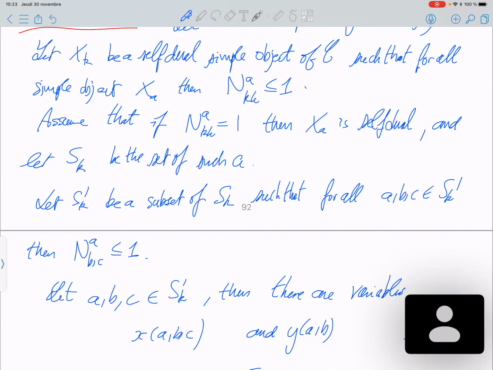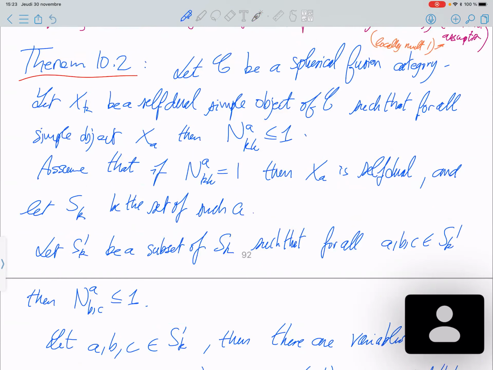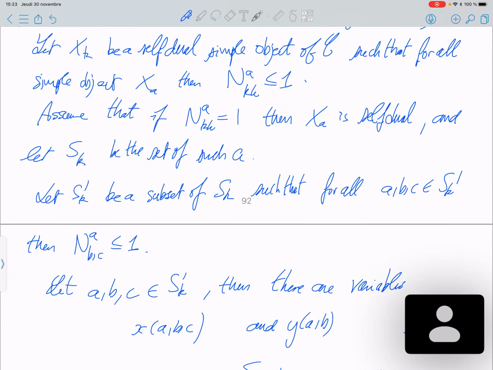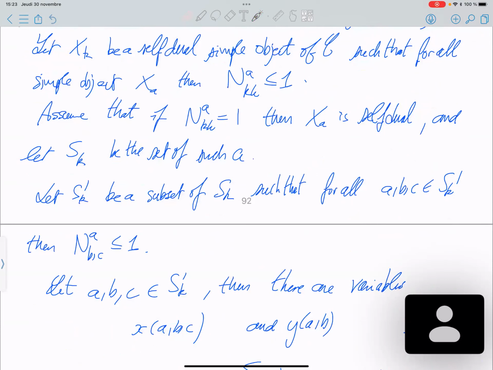I have to relax a bit by preparing the course today. I realized that we can relax some statement, so we can prove something a bit more general. And in fact, we don't need this assumption.